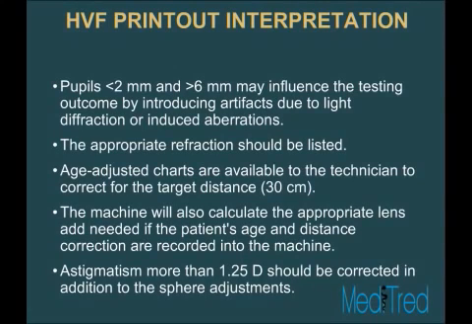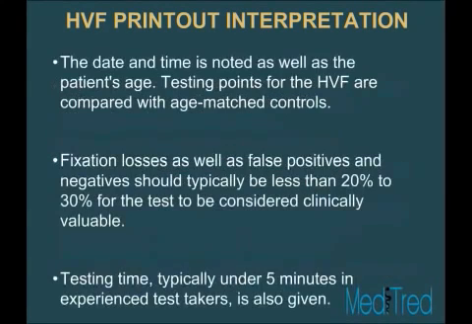The appropriate refraction should be listed. Age-adjusted charts are available to the technician to correct the target distance requirement, which is 30 centimeters in the Humphrey Visual Field. The machine will also calculate the appropriate lens add needed if the patient's age and distance correction are recorded into the machine. Any astigmatism more than 1.25 diopter should also be corrected and addressed prior to initiation of the test. The date and time is noted, as well as the patient's age, like I mentioned earlier.